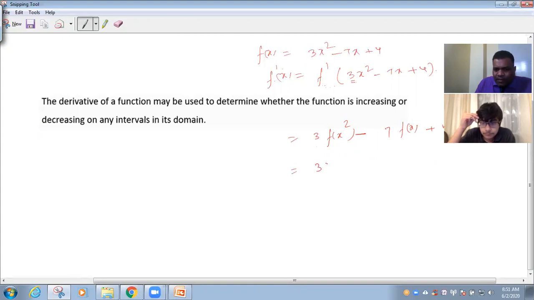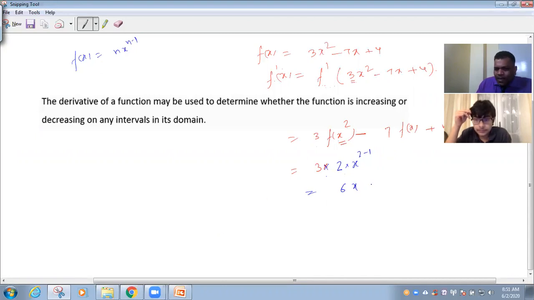So 3 here, and what will be the derivative of x squared? I gave the formula, f dash x is equal to n x power n minus 1. So what will be the derivative of x squared? n is 2, so x power 2 minus 1, right? So this is going to be how much? 6x.